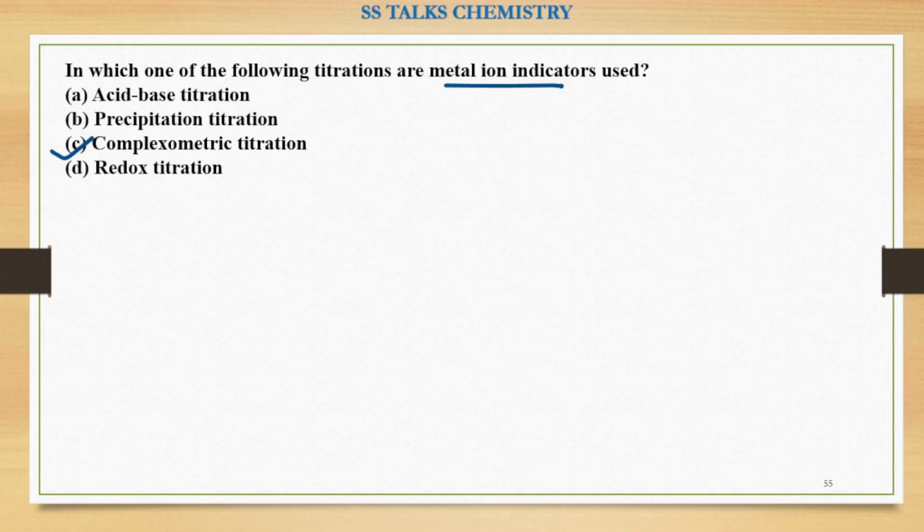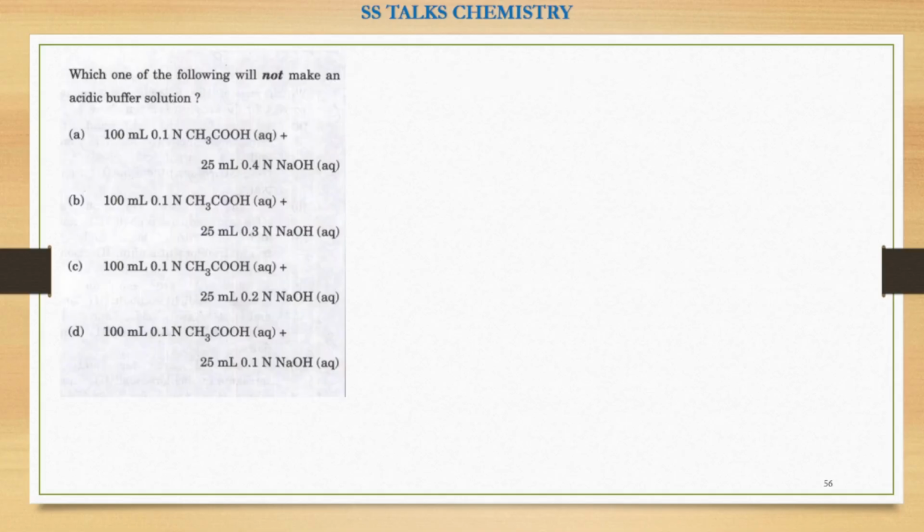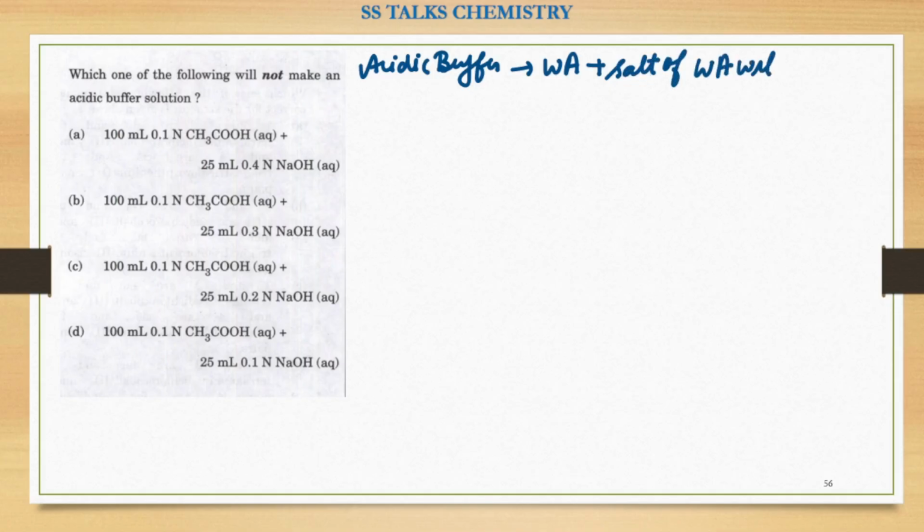Okay. Next one is this question. It says which one of the following will not make an acidic buffer solution. Now to make an acidic buffer, what we should have in the solution is a weak acid, which should be present. Along with this you should have the salt of the weak acid with a strong base.